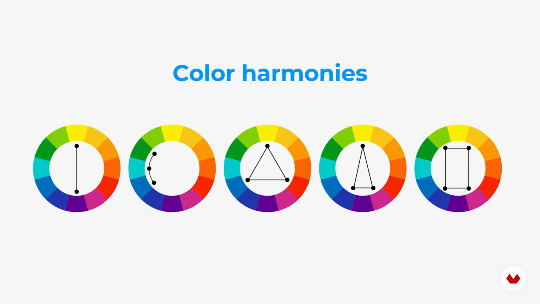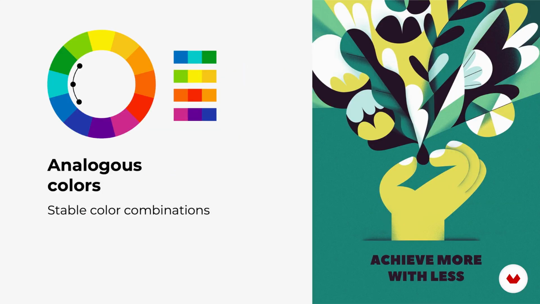But the most important and handy thing that Itten discovered is color harmonies. He suggested several ways to combine colors so that they look stronger together, so there's harmony in these colors. So here are the color harmonies. The first one is analogous colors. For example, 3 colors from the color wheel that go one after another. They create a subtle color palette, so not much contrast.